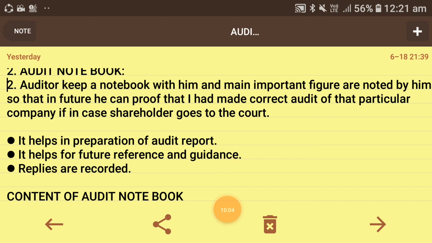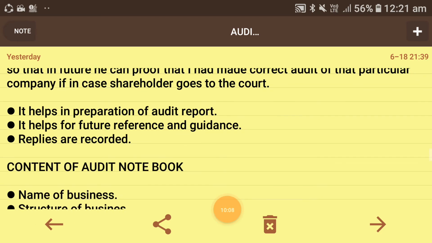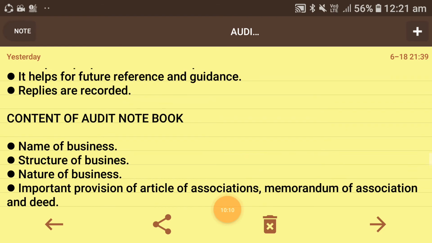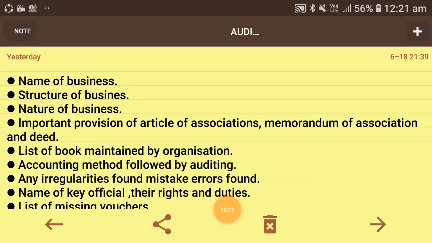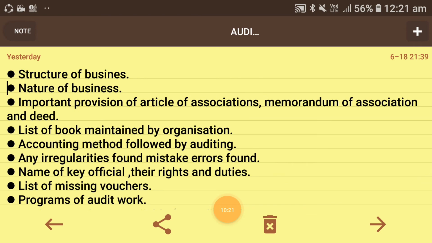Next is content of audit notebook. What things should be included in the audit notebook? So now I'm going to look at those things. First is name of the business, structure of the business, nature of the business, important provisions of articles of association, memorandum of association, and deed. List of books maintained by the organization. Here list of books means purchase book, sales book, purchase return book, sales return book, these kinds of books. What kind of books are maintained by the organization is to be stated in this audit notebook.